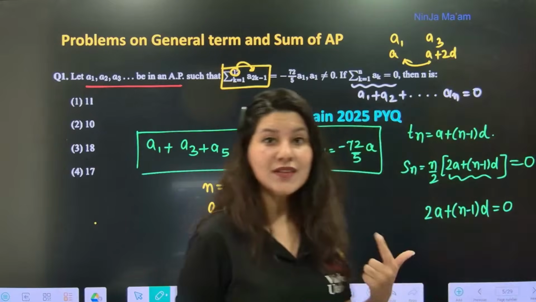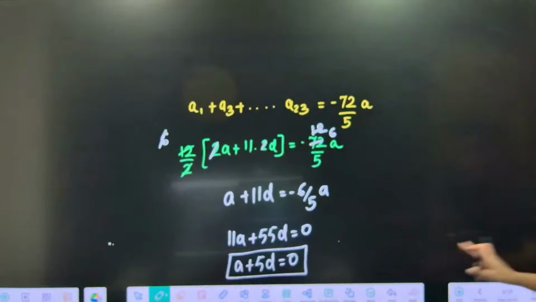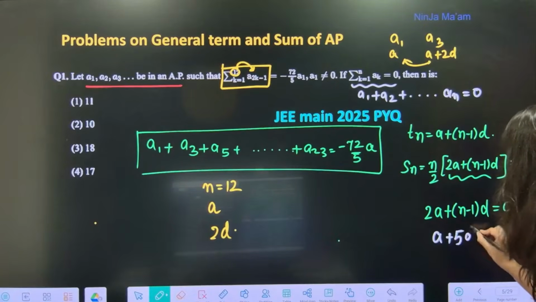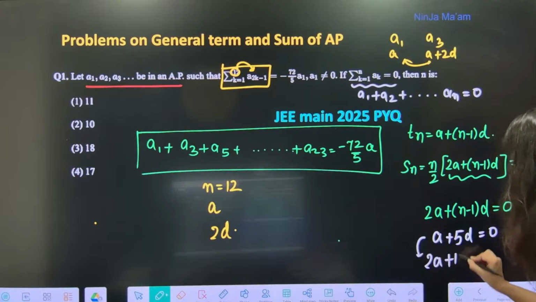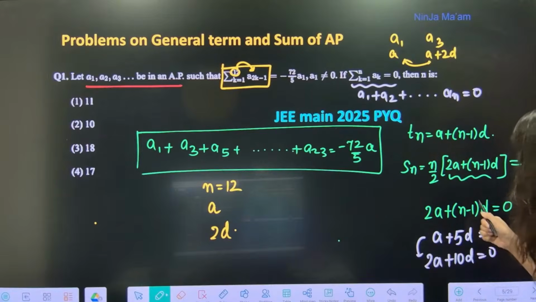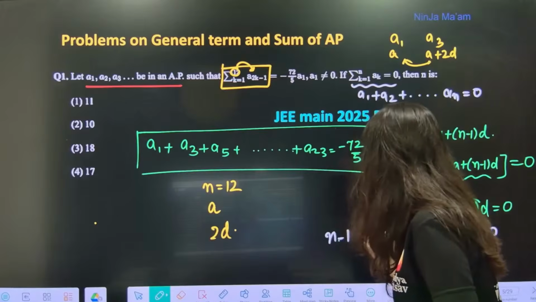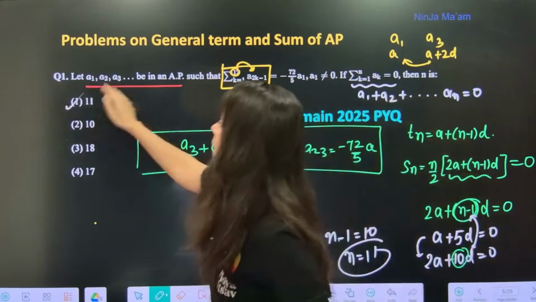And from the previous slide, can you see a plus 5d is coming out as 0? So if you multiply it with 2, 2a plus 10d is 0. That means n minus 1 and 10 should be equal. Compare now. N minus 1 is equal to 10. So the final answer is, my dear students, option A.